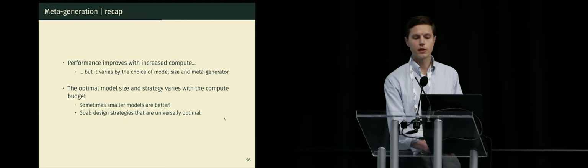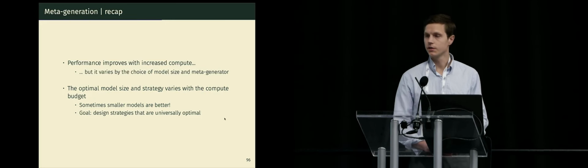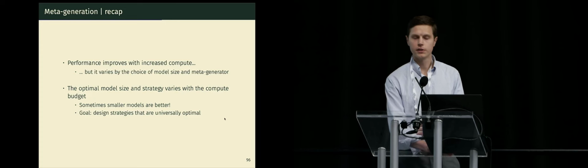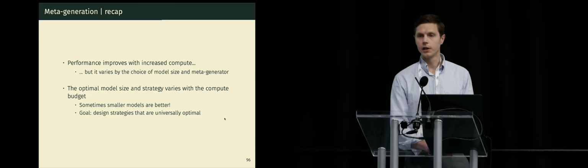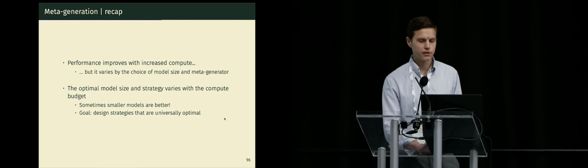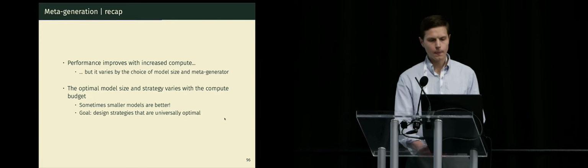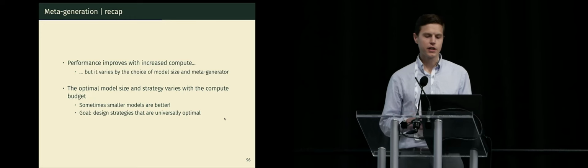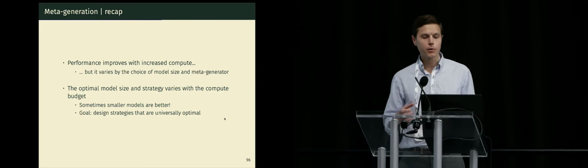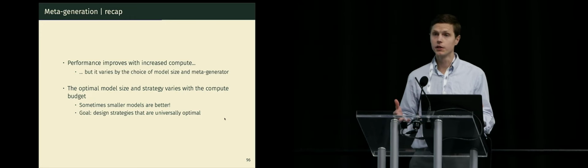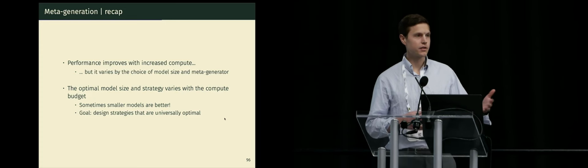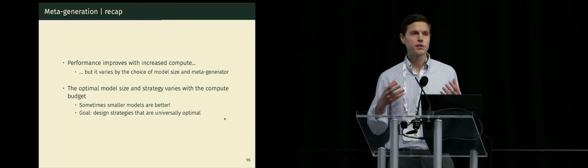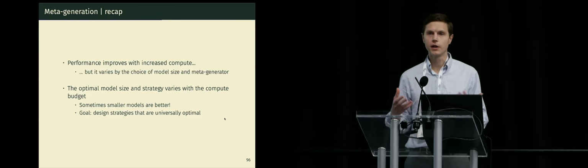So for example, if you have a small inference budget, you would use the tree search with a 7 billion parameter model. If you have a larger inference budget, you would use the larger model with the tree search. Zooming back out, what this is saying is that performance with these meta generators can improve with increased compute, but it can still vary based on the strategy that you're using or the size of the model that you have.